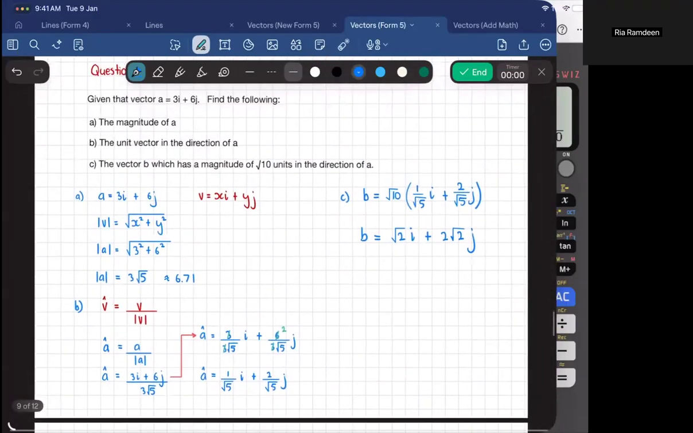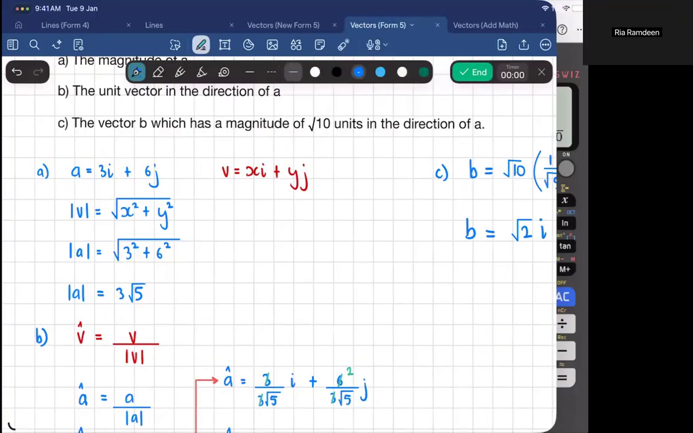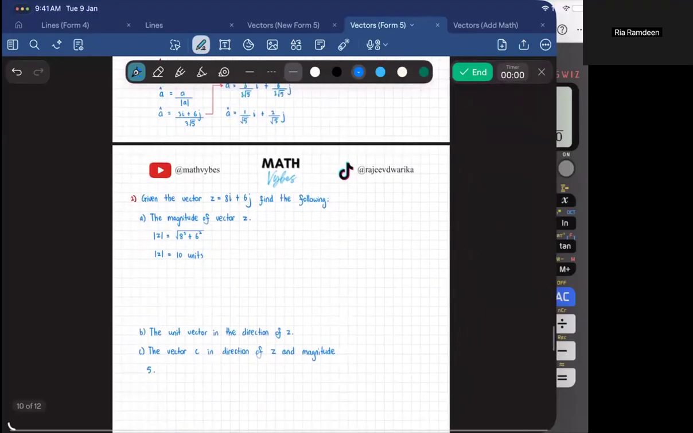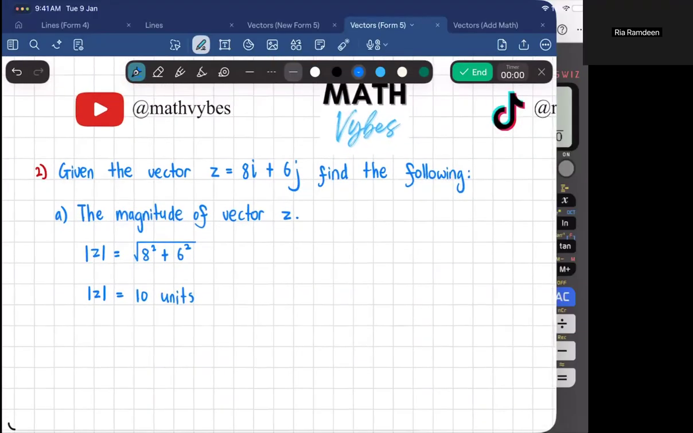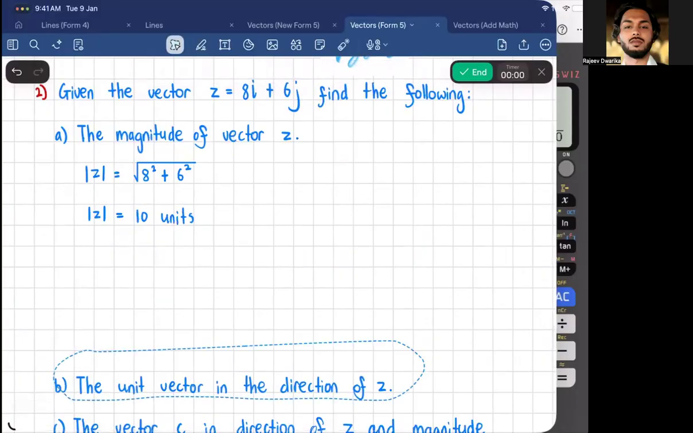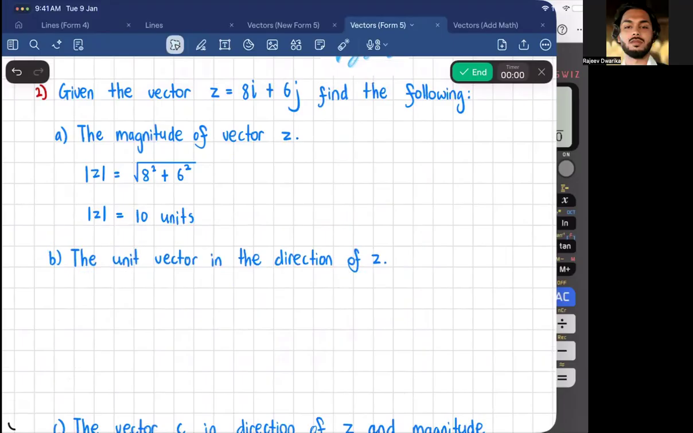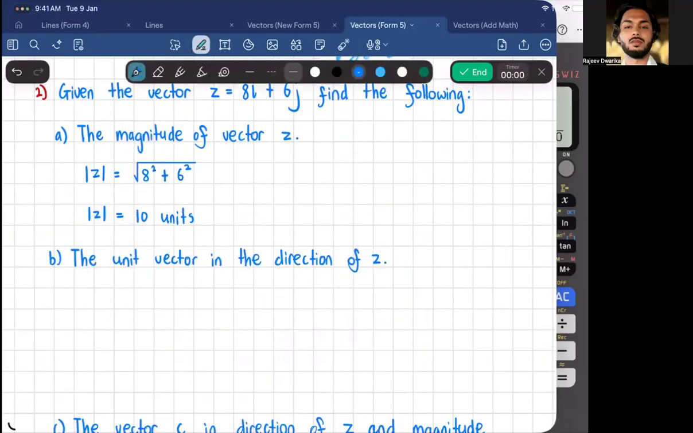Did I put units in the last one? No, I did not. I'm supposed to put that. Right. Nice. So that was only working for part A. Let's look at part B now. Right, so this is the ideal working you're supposed to have. Now, Ria, in part B, they want us to find the unit vector, right?